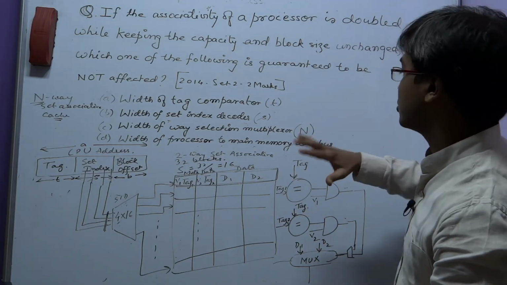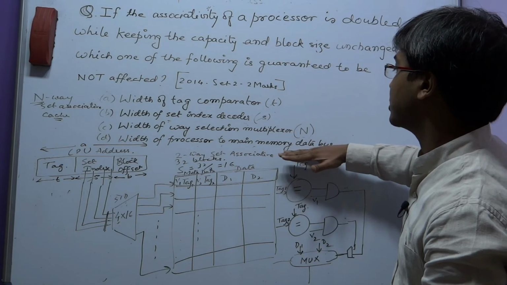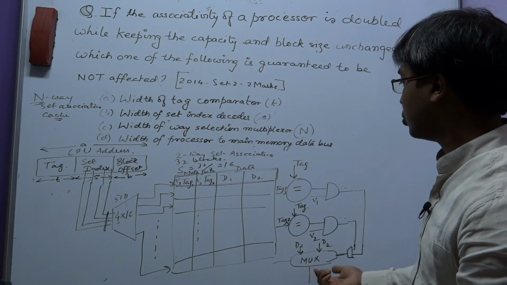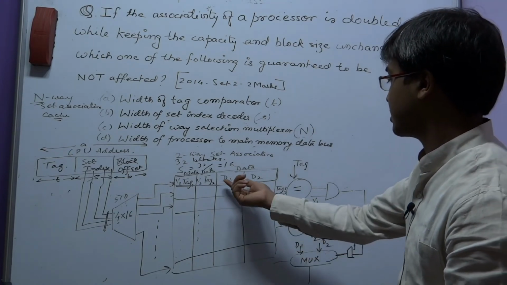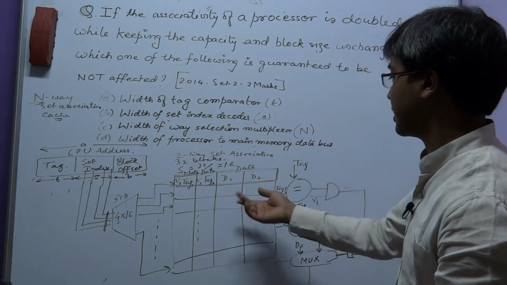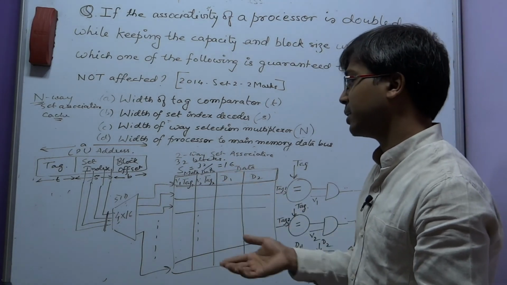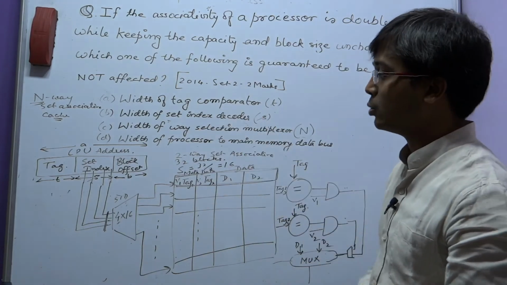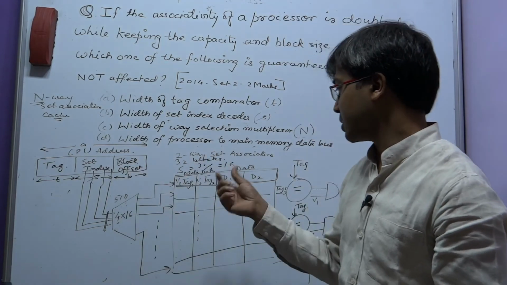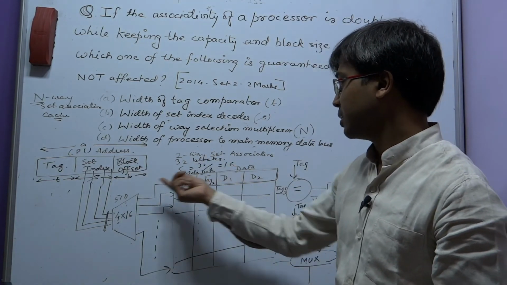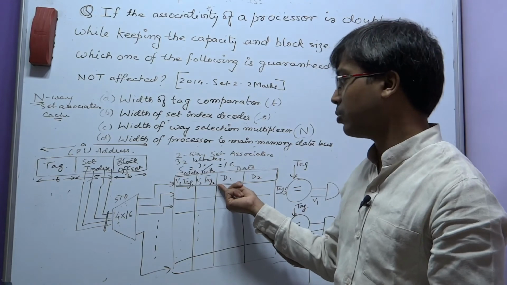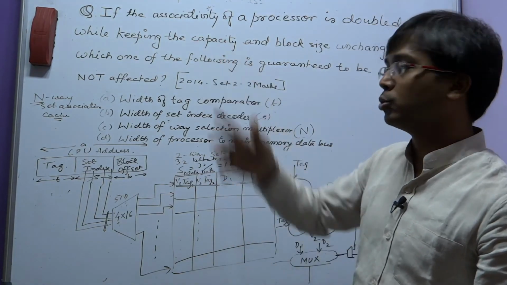Now we are just left with the fourth option, the width of the processor to main memory data bus. After the data is selected from here, the data would be passed on. There is one more step, which is to determine the word out of the selected block. Let's say D1 has got selected. Within the block there is a particular word which has to be sent to the CPU, and that is determined by using the block offset. If there are 4 words within the block, the block offset would be 2 bits wide.